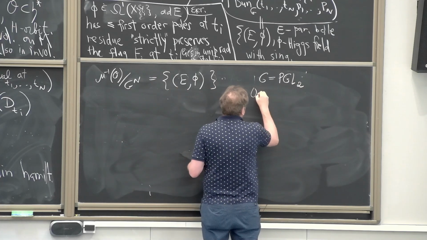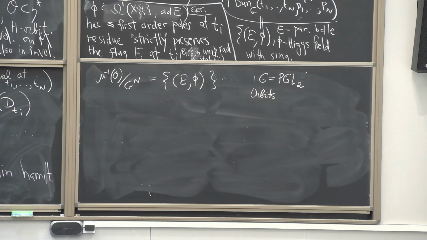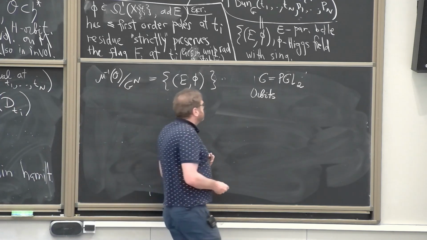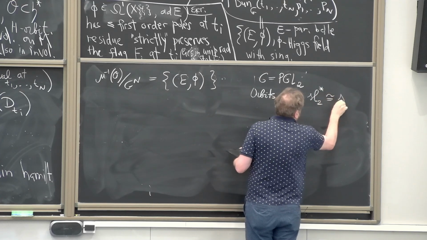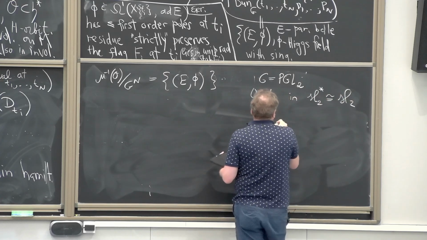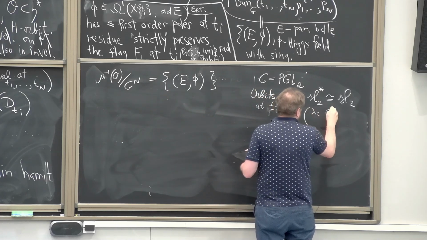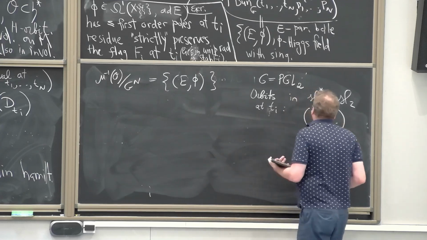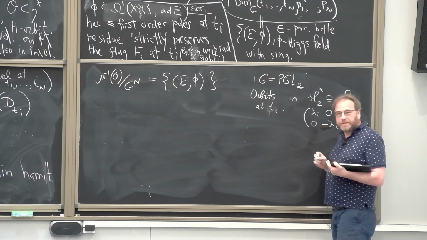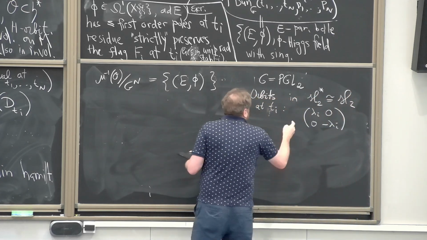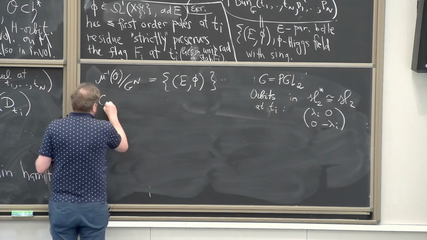Then we have to fix orbits, coadjoint orbits for G dual for all points. So orbits in SL2 dual, which is SL2, at the points t_i. We will fix the orbit with matrix lambda_i, 0, 0, minus lambda_i. So let's say we have this orbit for a generic number lambda_i, which is not 0.